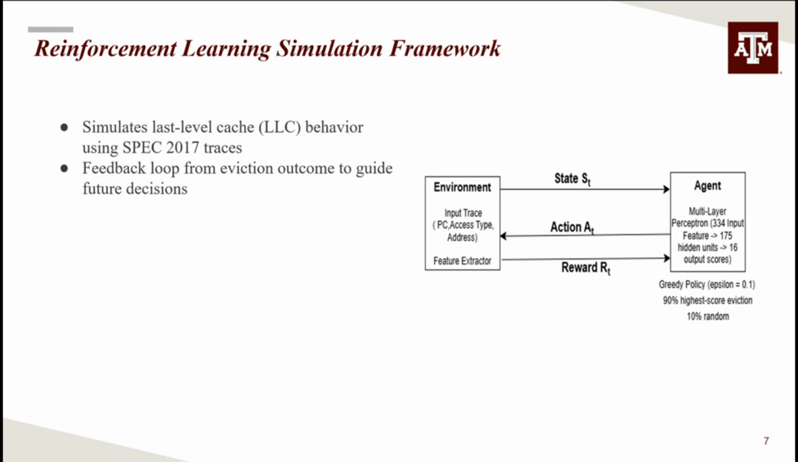So finally, the environment provides a reward R of t based on the outcome, such as whether the evicted line was reused. This closes the feedback loop and allows the agent to update its policy based on real performance.